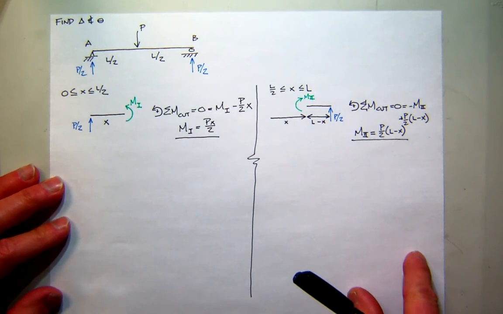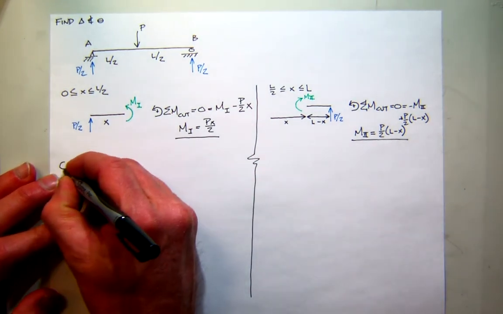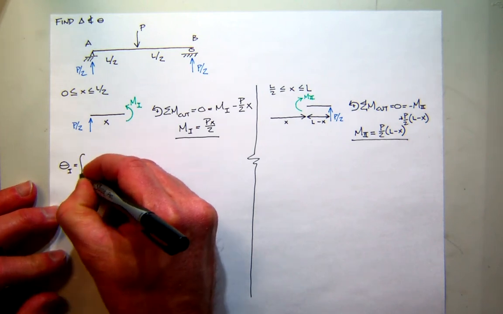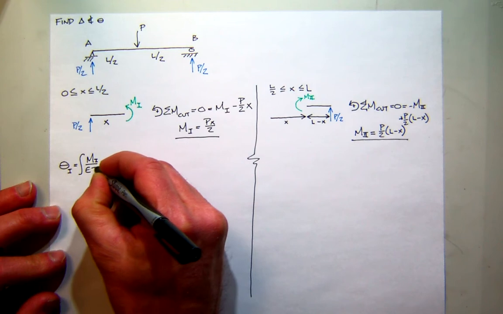So now let's go back and start integrating these things. I want to find the slope in the first section, which I know is the integral of the moment in the first section divided by EI.